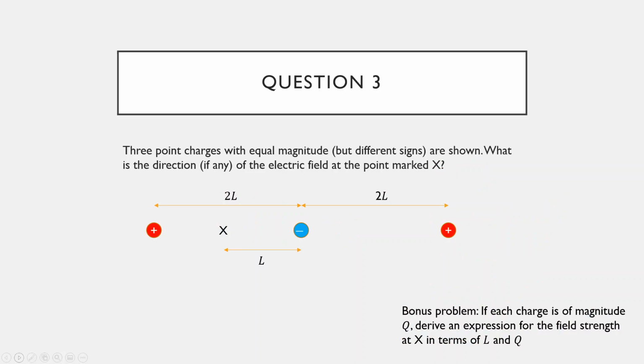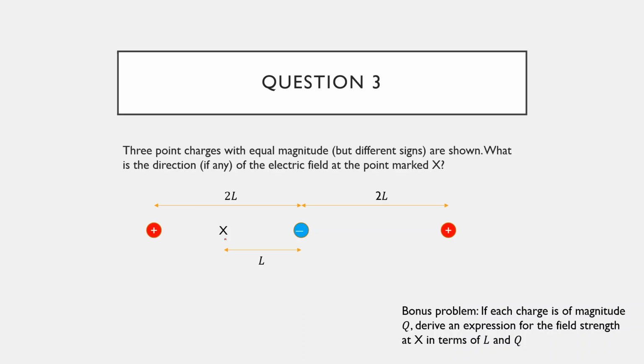All right, question 3. So we've got 3 point charges with equal magnitude but different signs, shown below. What is the direction, if any, of the electric field at the point marked X? So here's X. What is the direction of the field at that point? There was a very, very similar question, I believe, in the 2017 exam. Might be 2018. I think it's 2017. I think it was the very first question in the short answer. Very, very similar, something like this.